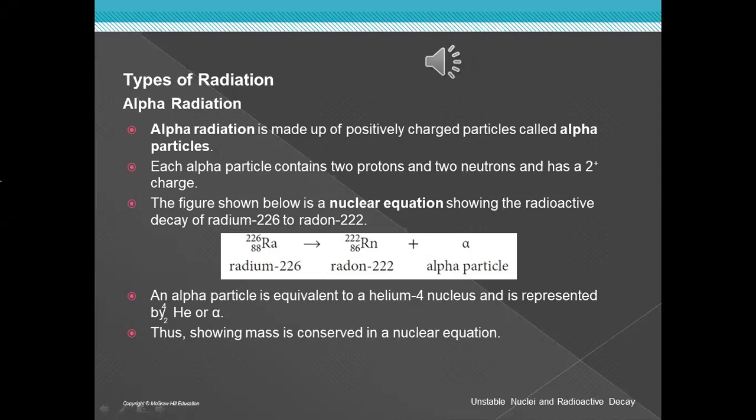Types of radiation. Alpha radiation. Alpha radiation is made up of positively charged particles called alpha particles. Each alpha particle contains 2 protons and 2 neutrons and has a 2+ charge. The figure shown below is a nuclear equation showing the radioactive decay of radium-226 to radon-222. An alpha particle is equivalent to a helium-4 nucleus and is represented by the symbol alpha. Thus, showing mass is conserved in a nuclear equation.